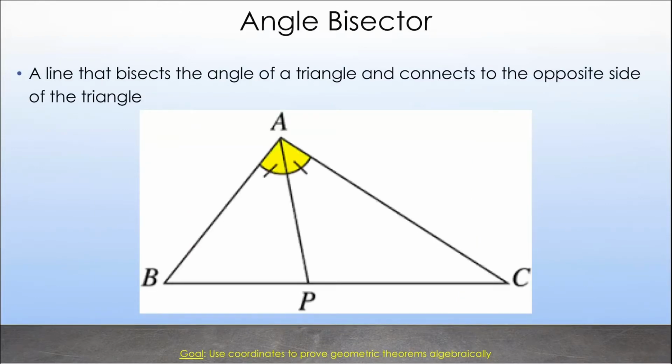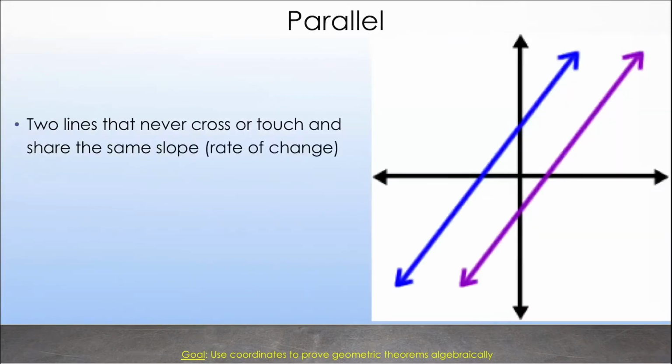An angle bisector is a line that bisects the angle of a triangle and connects to the opposite side. So notice I'm cutting this angle in half when I bisect it. Parallel means two lines that never cross or touch, and they share the same slope, which we know as rate of change.